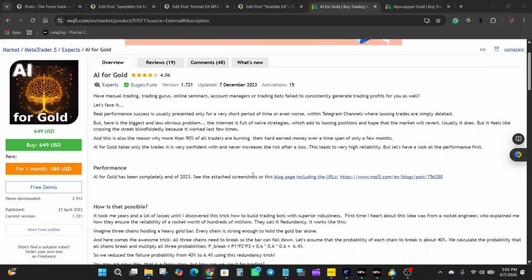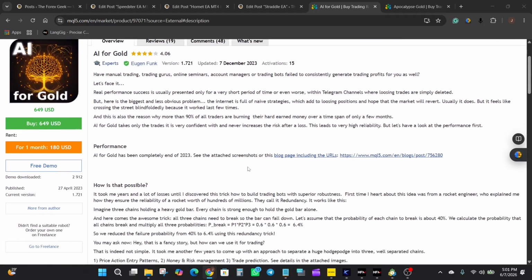Right from the description, the developer positions this EA as a more advanced and selective trading system focused on avoiding low quality trades and only taking setups where it has strong confidence. Now, the emphasis here is clearly on selective execution rather than high frequency trading.